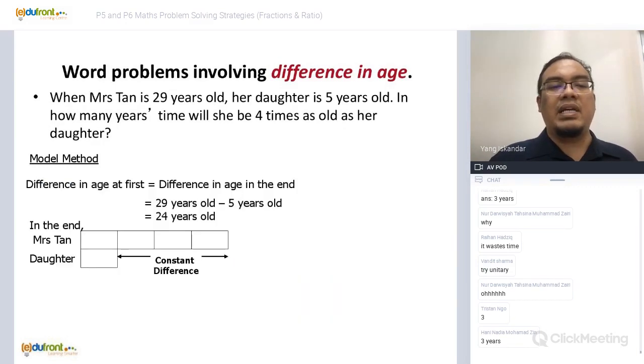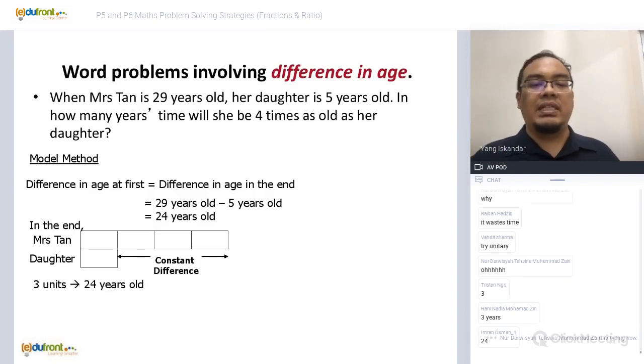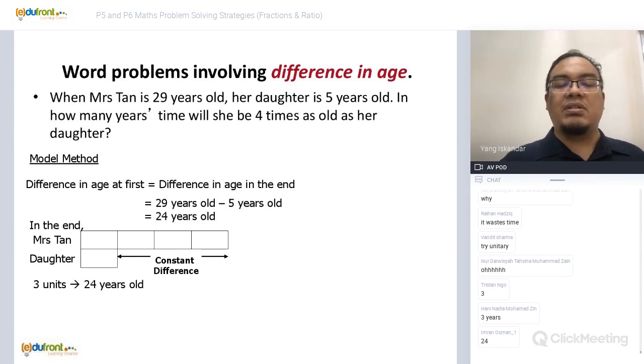Okay, back to the question on Mrs. Tan and her daughter. Okay, so we know that the difference in the age is 24. 29 minus 5, you get 24. In how many years' time will she be 4 times as old as her daughter? So if you draw a model, 4 times, 1, 2, 3, 4, daughter 1 unit. And since we know the difference will always be the same, and we can see the difference is 3 units, meaning that 3 units is 24. Very good.